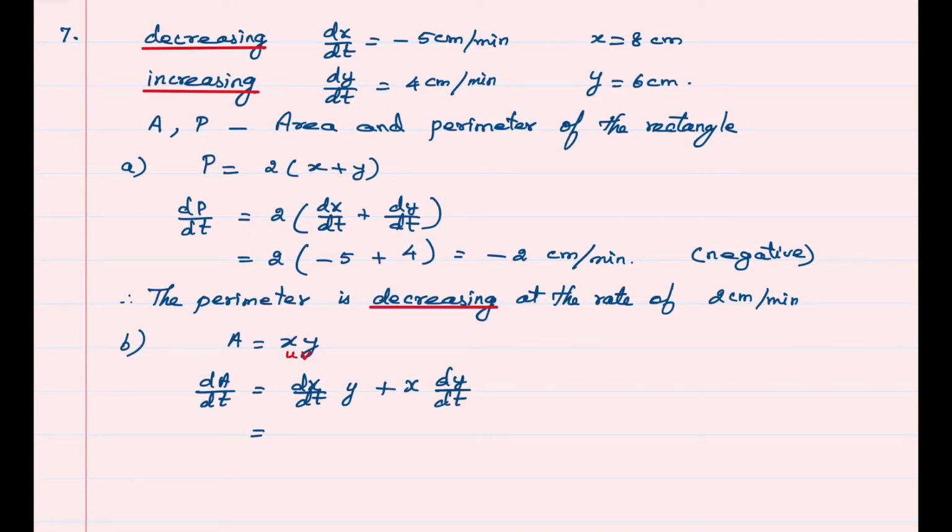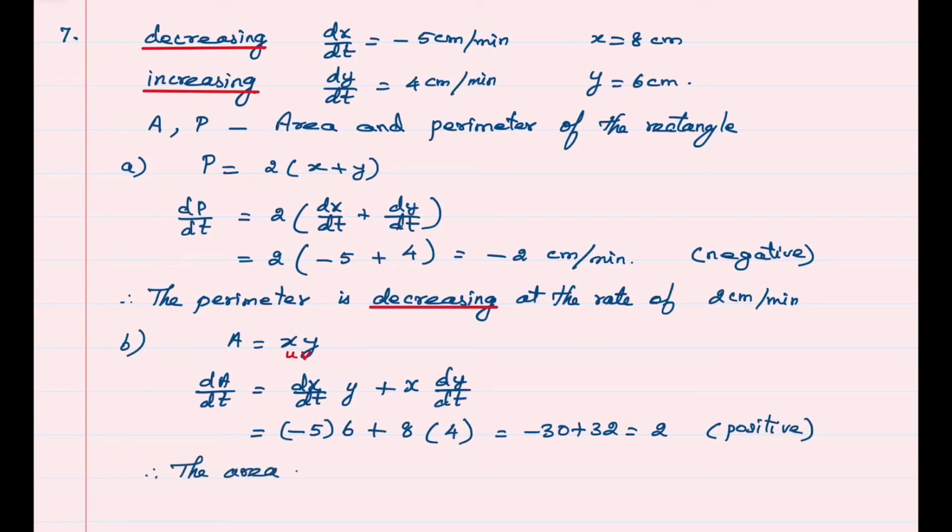Let us plug in the values which are given. dx by dt is minus 5, y is 6, plus x is 8 and dy by dt is 4. The answer is 2, which is positive. Therefore, the area of the rectangle is increasing at the rate of 2 centimeters square per minute.